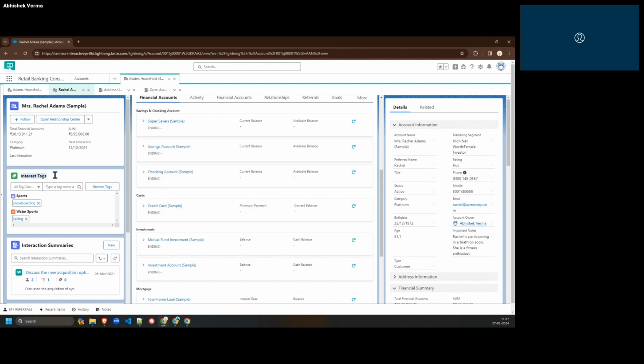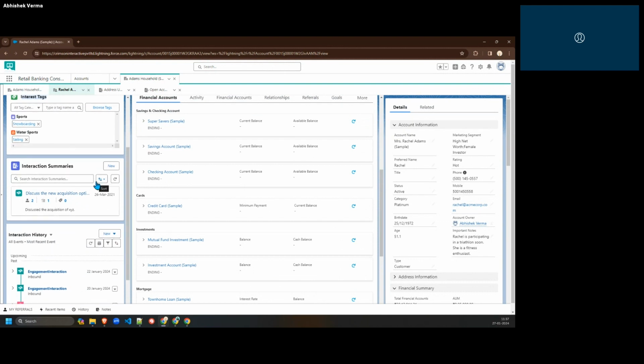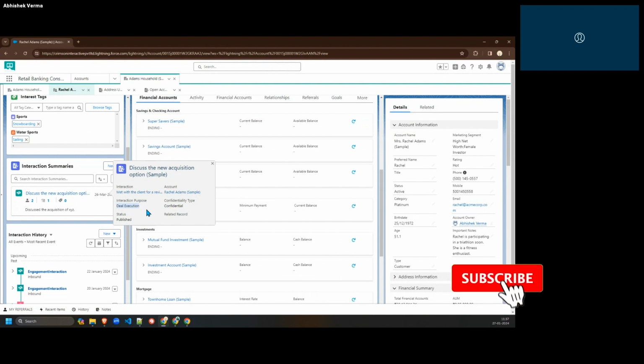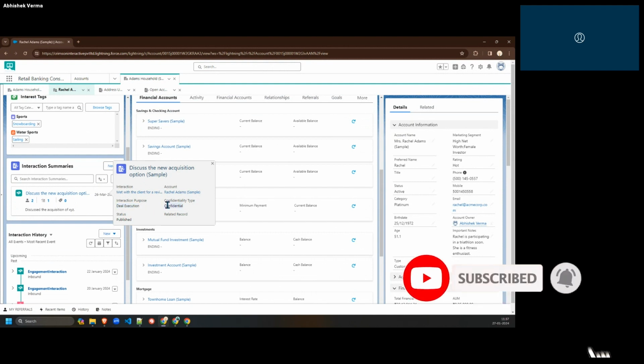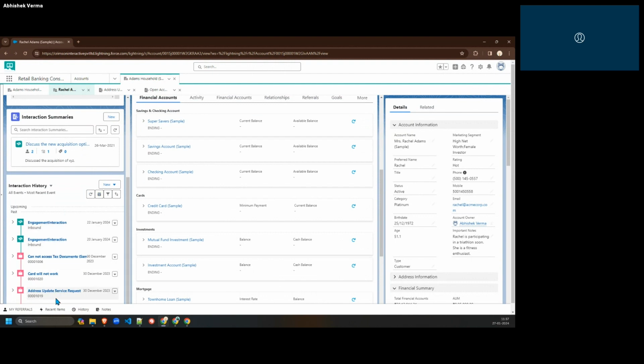And here, if you see the interests tab, the interests of a particular person will also be stored here. And what interactions he has made. Interaction means, if I call customer care, the discussion I had with the particular customer will be stored here. We see here he has discussed some acquisition options and the purpose of this. They want to have some deals with a particular bank, and the confidentiality type, whether it should be shared publicly or not, will be stored here. According to their interactions, all the interaction history will be stored here.